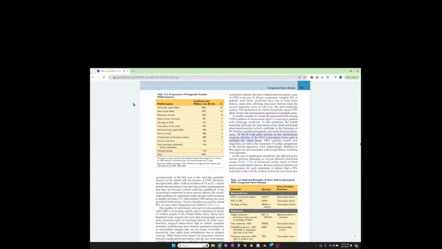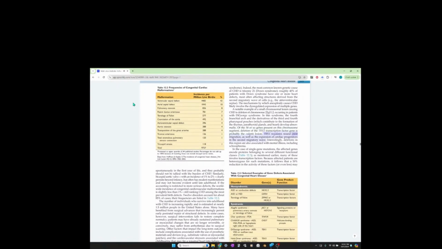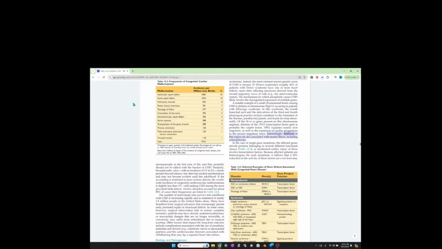A notable example of a small chromosomal lesion causing CHD is deletion of chromosome 22q11.2, occurring in patients with DiGeorge syndrome. In this syndrome, the fourth branchial arch and the derivatives of the third and fourth pharyngeal pouches develop abnormally. Of the 30 or so genes present on this chromosome segment, deletion of the TBX1 transcription factor gene is probably the culprit lesion. TBX1 regulates neural crest migration, as well as the expansion of cardiac progenitors in the second migratory wave.